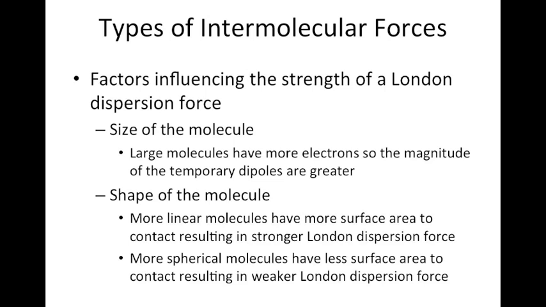The factors that determine the strength of a London dispersion force are the size of the molecule: the more electrons a molecule has, the greater the magnitude of its temporary dipole moment. Also, the shape of the molecule. Molecules that are more linear tend to have more surface area to interact and form stronger London dispersion forces than spherical or globular molecules of the same size.